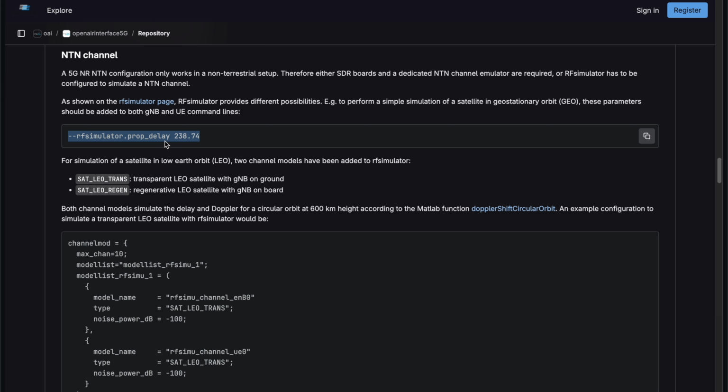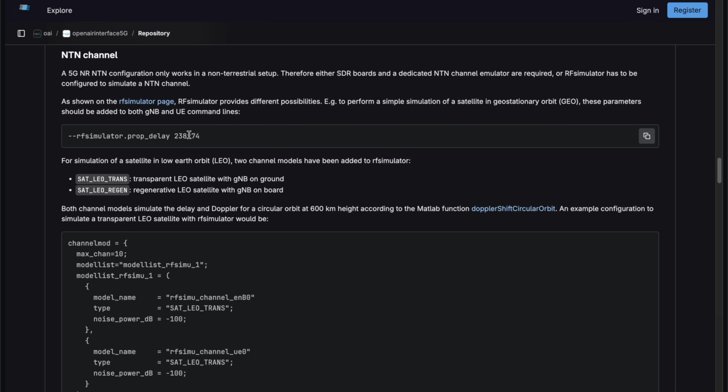So what this means is we are adding some propagation delay, because when we talk about non-terrestrial networks, there are several factors that we need to consider. For example, the distance between the UE and the satellite is very large, due to which there is a propagation delay when the packet reaches the UE from the satellite, and vice versa. So we need to simulate that as well, because now we are using the simulator, and we need to tell the simulator, okay, you need to put this much delay so that it can act like the packets are coming from a satellite.